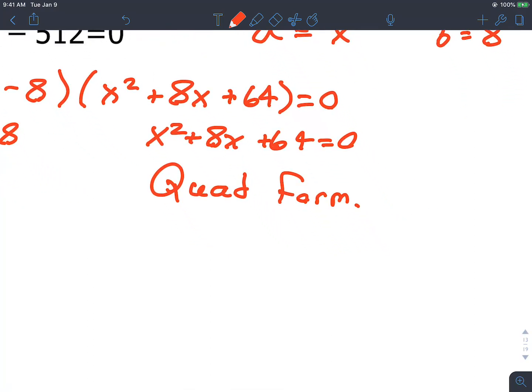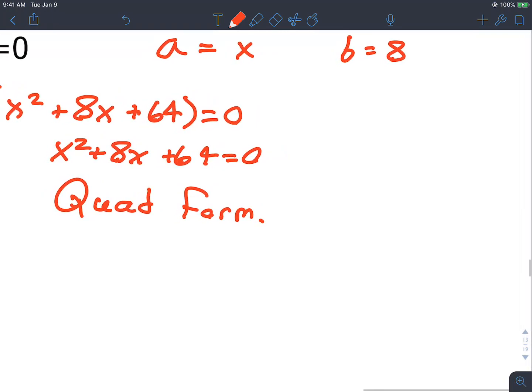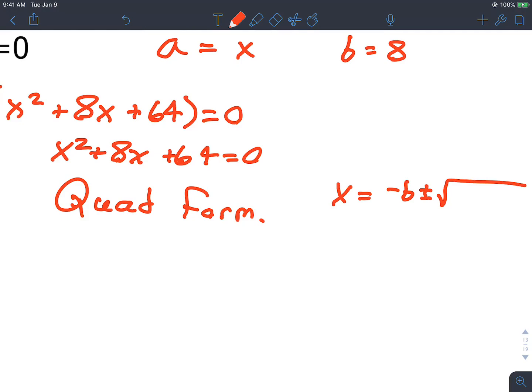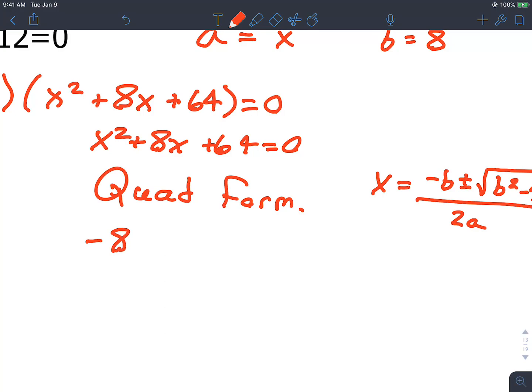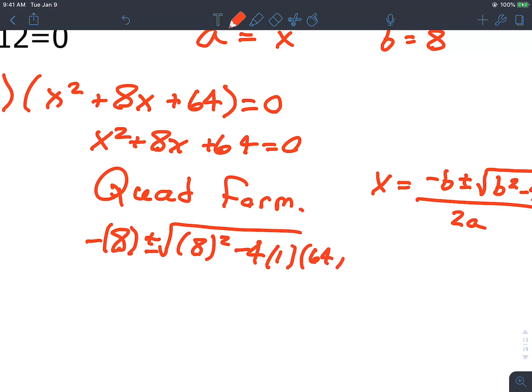And I think there's one just like this on the homework. The quadratic formula, if you forgot, is negative b plus or minus the square root of b squared minus 4ac, all divided by 2 times a. Okay, so we're going to take all of our values. Negative 8 plus or minus the square root of 8 squared. Make sure you put the parentheses, especially if you've got negatives. Minus 4 times a times c, and then all over 2 times a, or in this case 2 times 1.